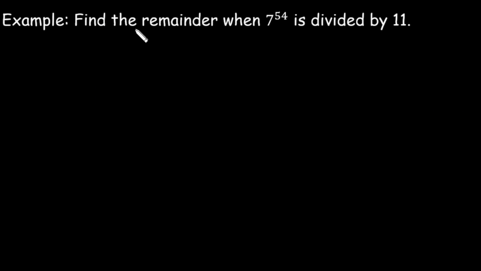Taking the next case, find the remainder when 7 raised to power 52 is divided by 11. In this case, we are dividing this power by 11. It means we are dealing with prime numbers. Now, as per this, we need to find 7 raised to power 54 is congruent to what number mod 11?